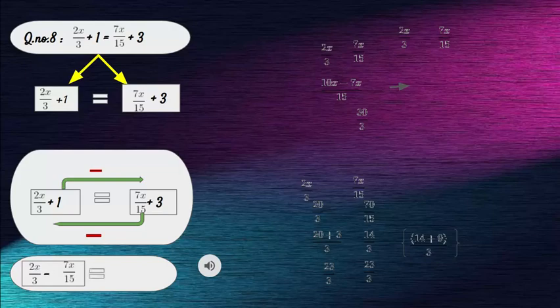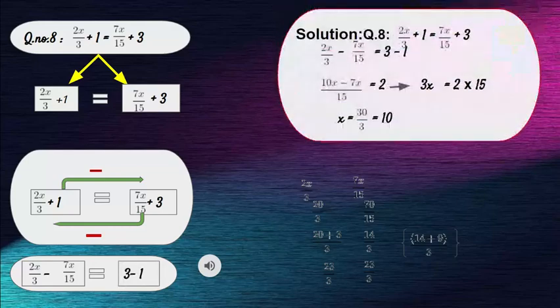Fractions, unlike denominators, so we have to take LCM. So 15 will be the LCM. So 5 is multiplying with it, 2x upon 3. So 2 5s are 10. Now you see the solution. Numerator we will get 10x minus 7x upon 15 is equal to 3 minus 1, that is equal to 2.